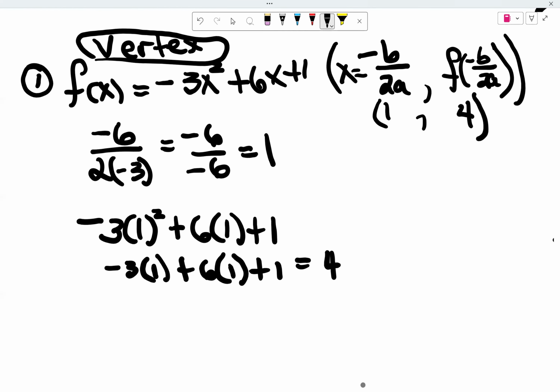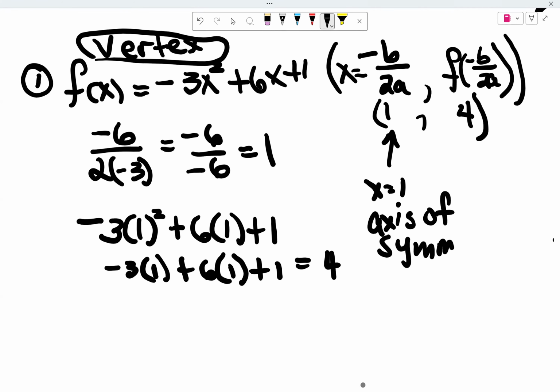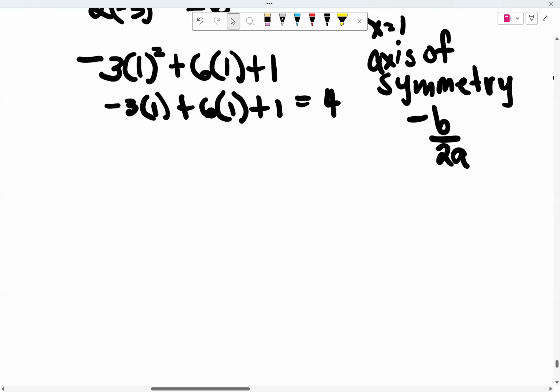Okay, remember this is the axis of symmetry. This is where x equals 1. This is the axis of symmetry. We find this by using negative b over 2a. Okay, number 2 example.